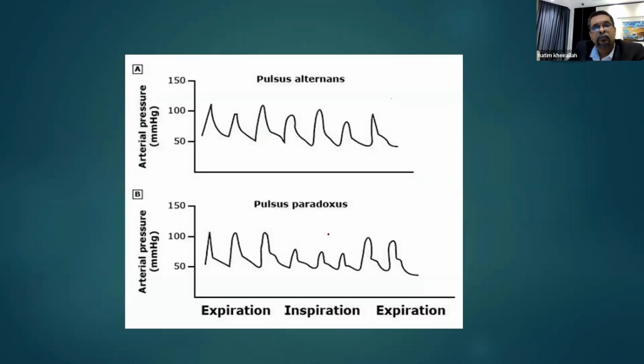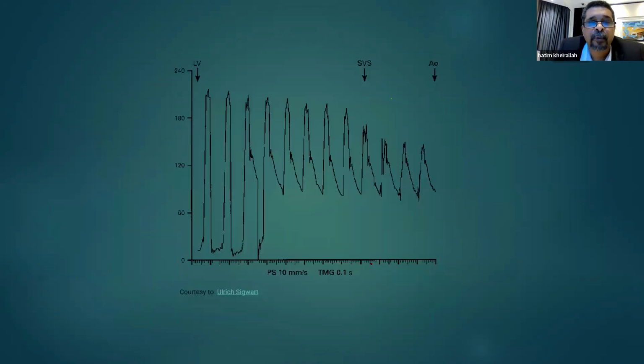Okay. Now, again, I wish so much you remember the difference we discussed between pulsus alternans, which is beat-to-beat variation, and pulsus paradoxus, which is a decreased arterial pressure during inspiration. Okay, so this is so important.